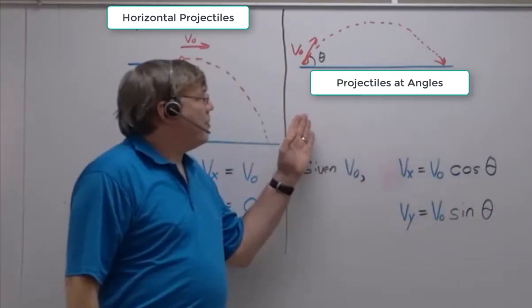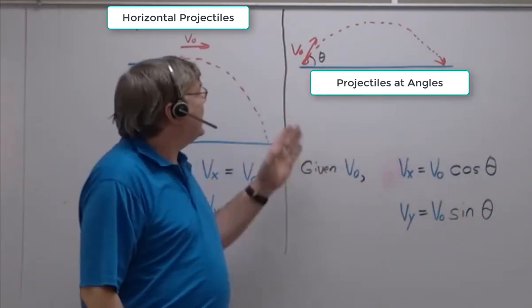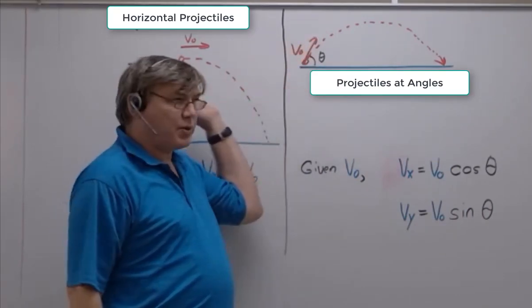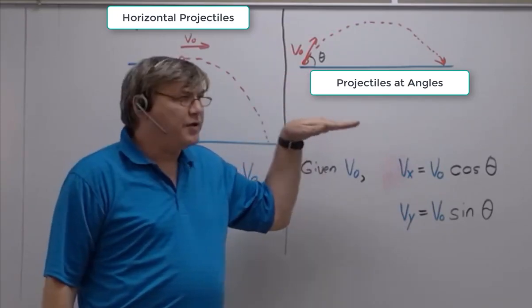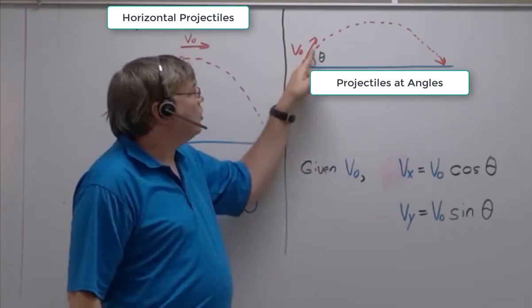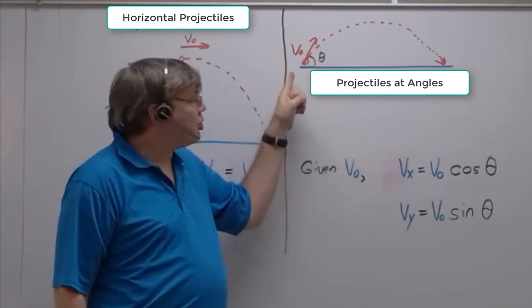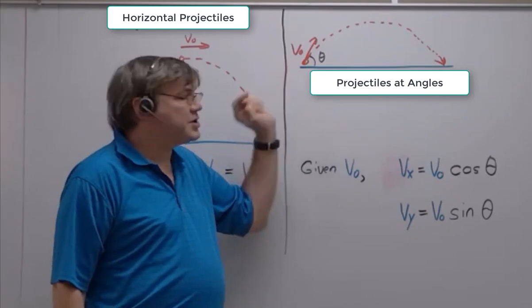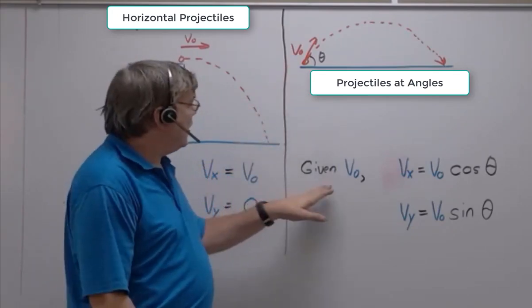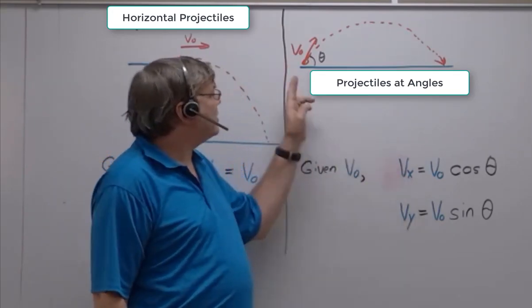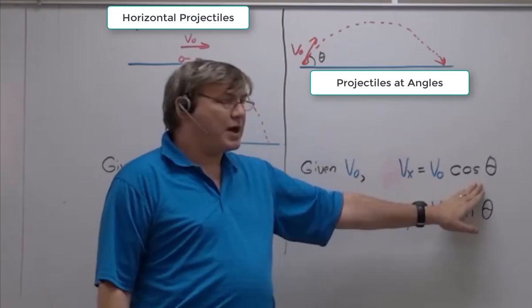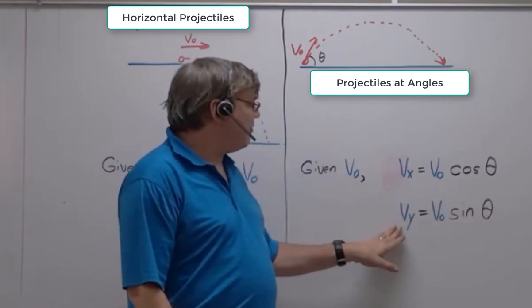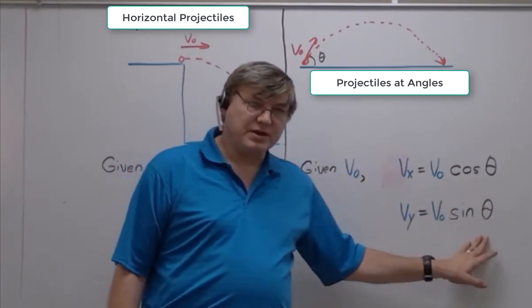That differs from a projectile at an angle. At an angle, we have a v naught, just like we have over here, but it's not focused in only the x direction. There's both an x and a y component, which you can get with trigonometry using the sines and cosines. So given our v naught, the vx, that's the portion in the x direction, is v naught times the cosine of theta, and vy is v naught times the sine of theta.